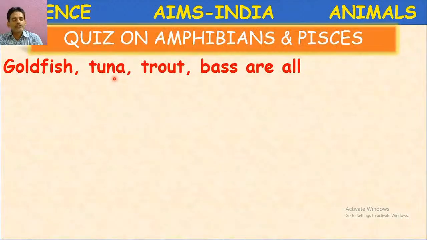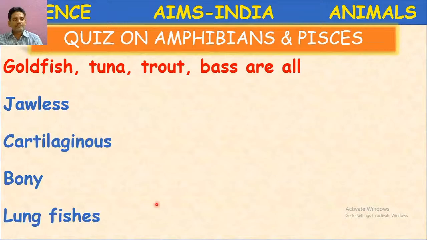goldfish, tuna, trout, bass are all which type of fishes? Jawless, cartilaginous, bony, lung fishes. What is the correct option here? The examples you have to remember in the competitive exams. The questions appear based on the exams and based on the concept, examples you have to remember. So bony fishes they are. Yes. Few of you answered. Bony fish. Bony fish example, goldfish, tuna, trout and bass.